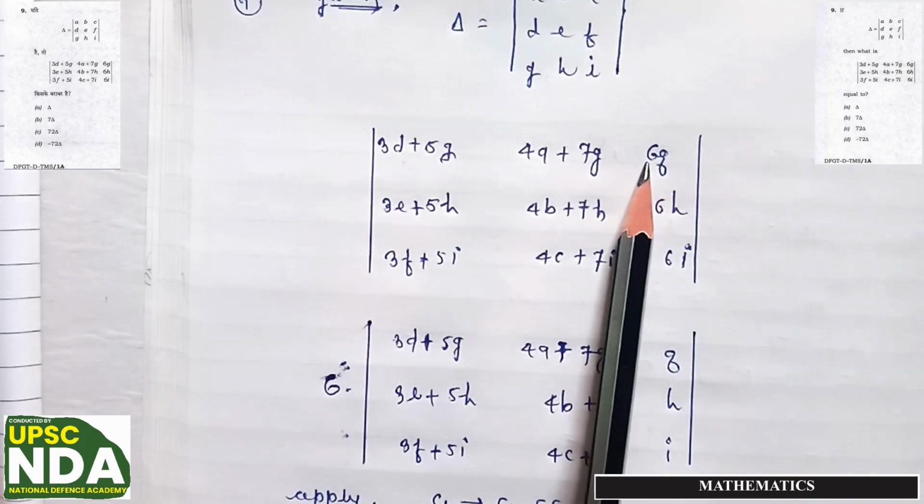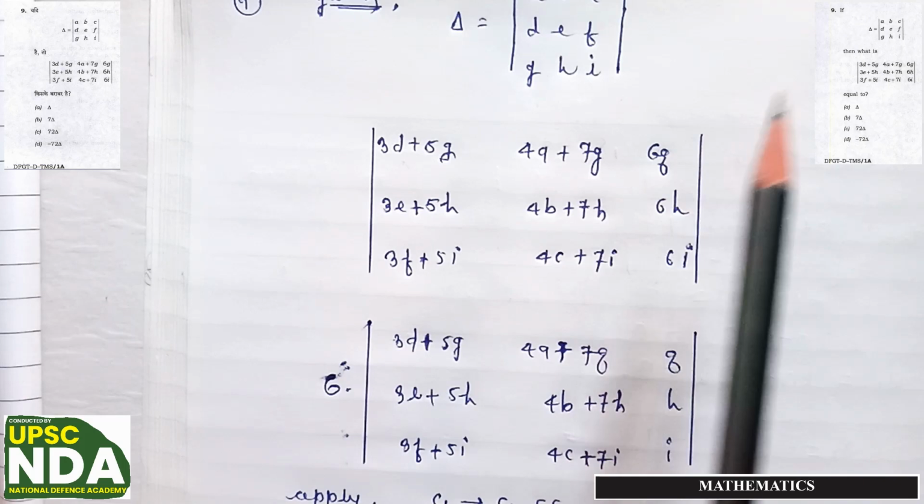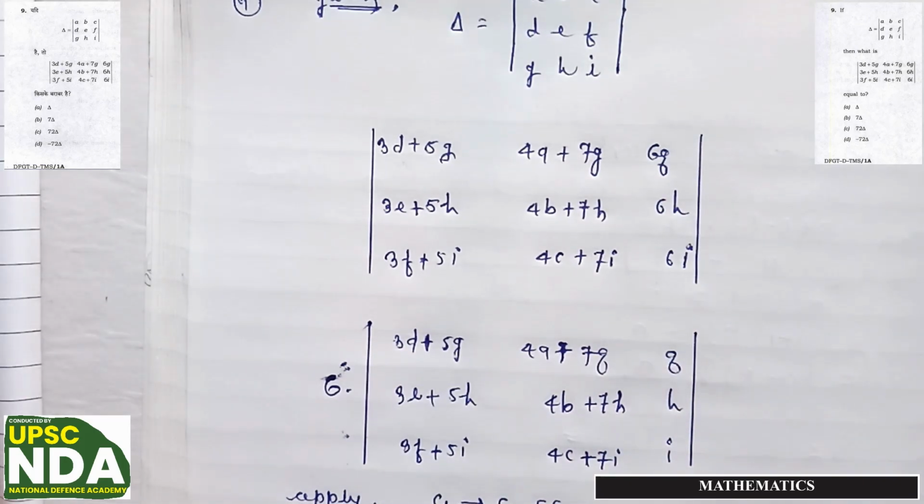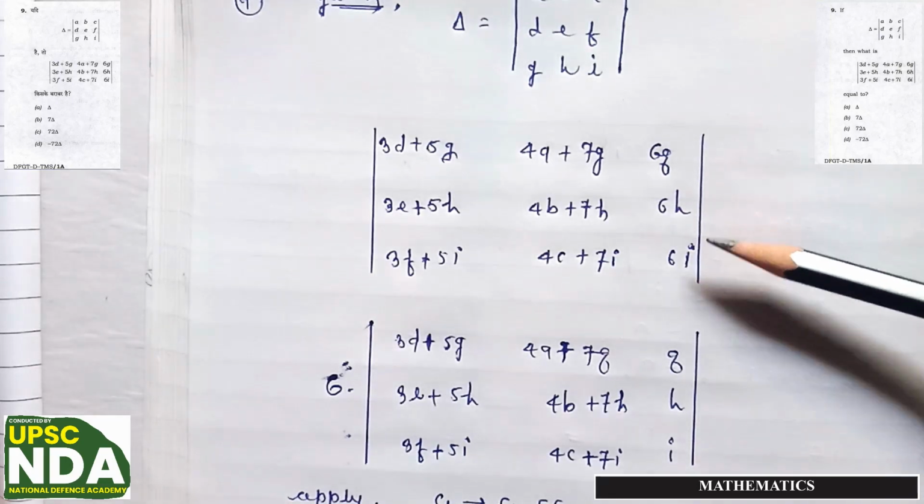So if you are going to operate on the column, go for column transformation. If you are going to operate on the row, go for row transformation. So, 6G, 6H, 6I.